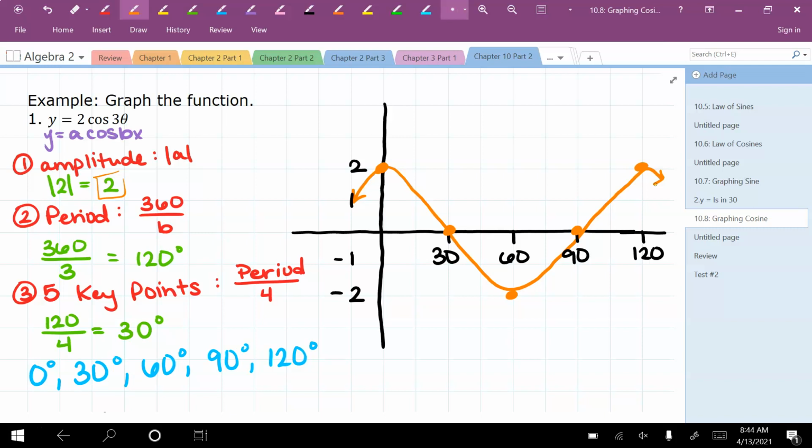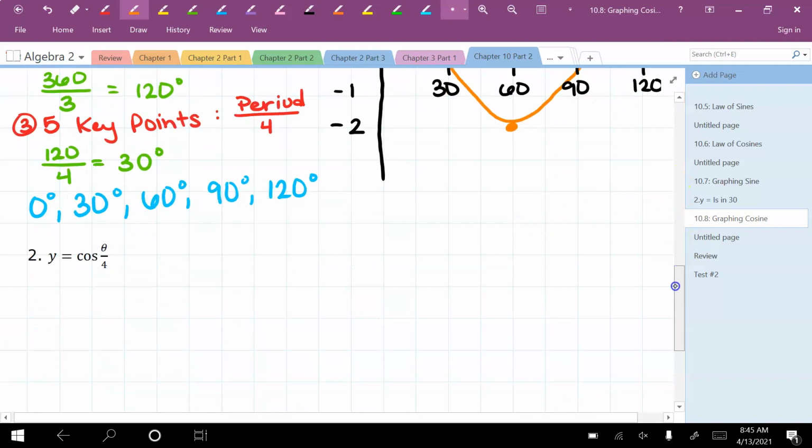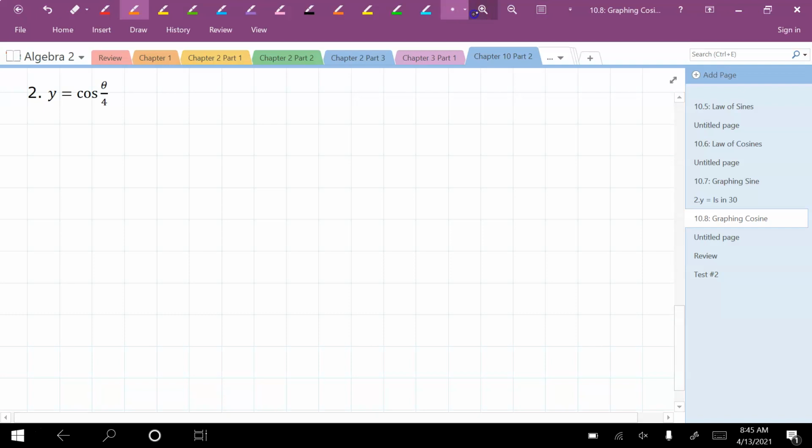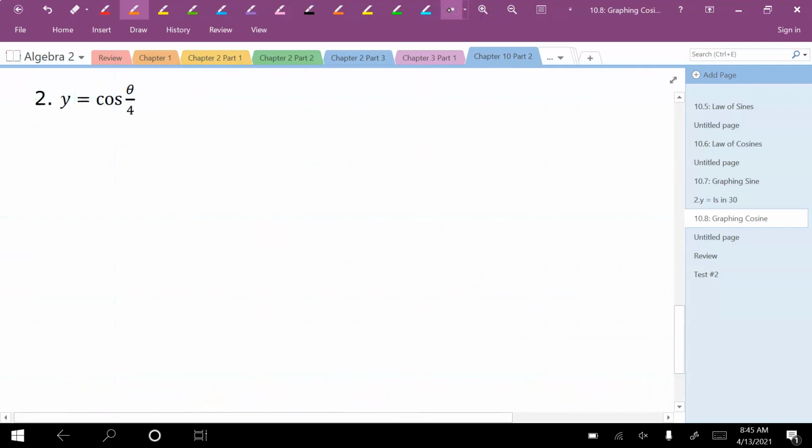Okay, so if you guys turn the page over, I want you guys to try this one. Okay, write out all those things. Write out the amplitude, the period, the 5 key points, and go ahead and try to graph it.